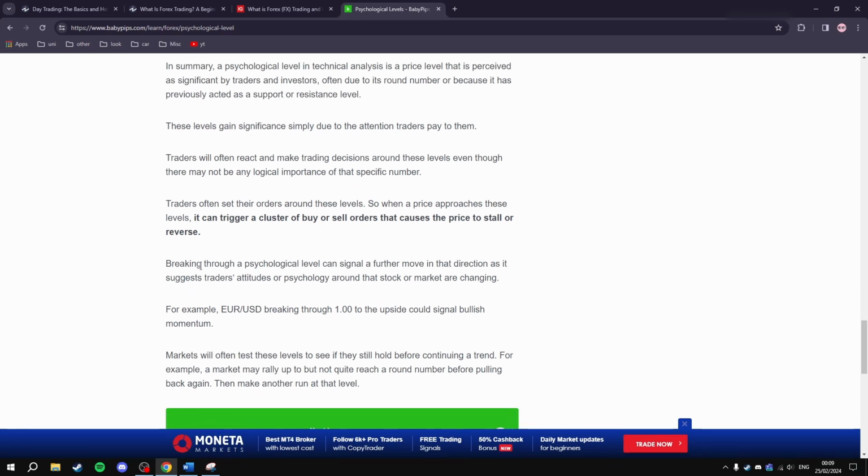Traders often set their orders around these levels, so when a price approaches these levels, it can trigger a cluster of buy or sell orders that cause a price to stall or reverse. Breaking through a psychological level can signal further move in that direction, as it suggests traders' attitudes or psychology around that stock or market are changing.